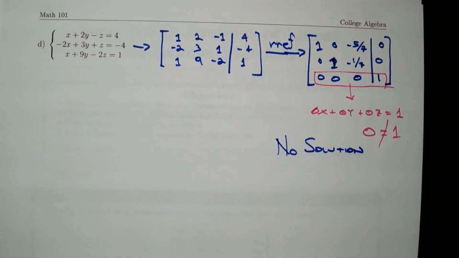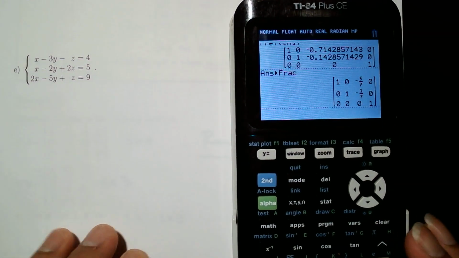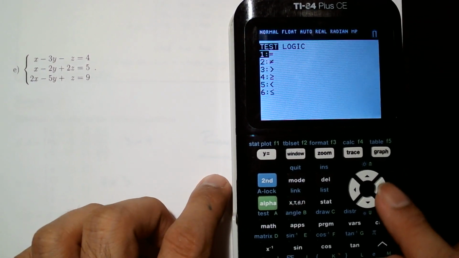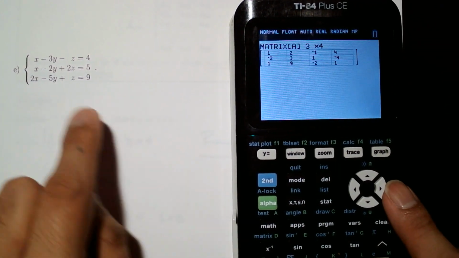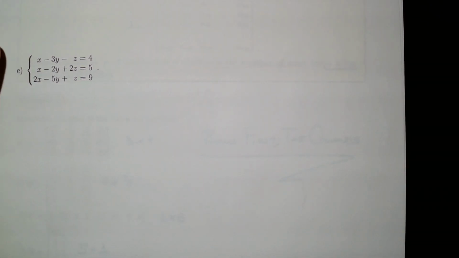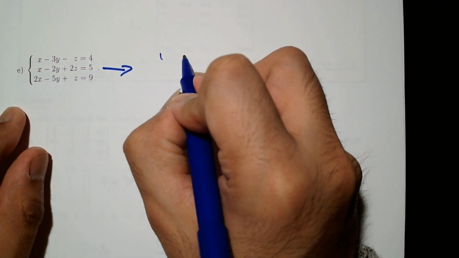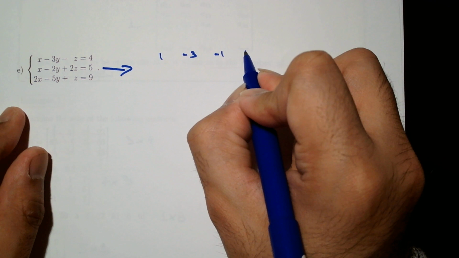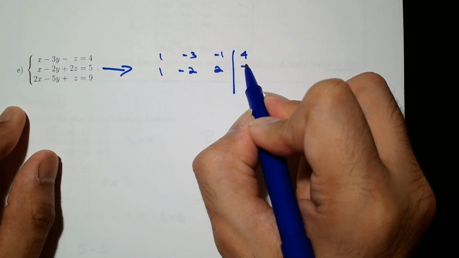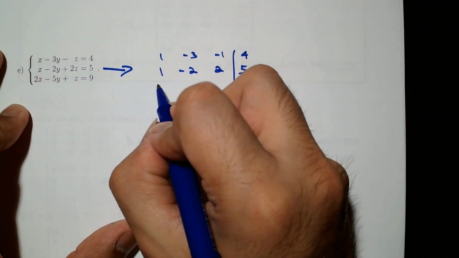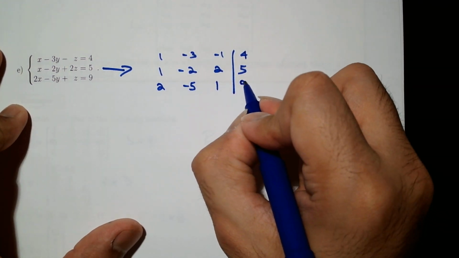All right, so let's look at letter E. Second matrix, and I'm going to edit the same one, matrix A, with the matrix that I'm going to encode this system into. So this is going to be 1, -3, -1, and 4. 1, -2, 2, and 5. 2, -5, 1, and then 9.